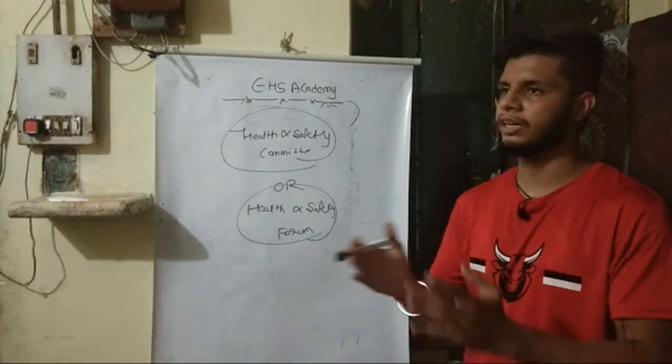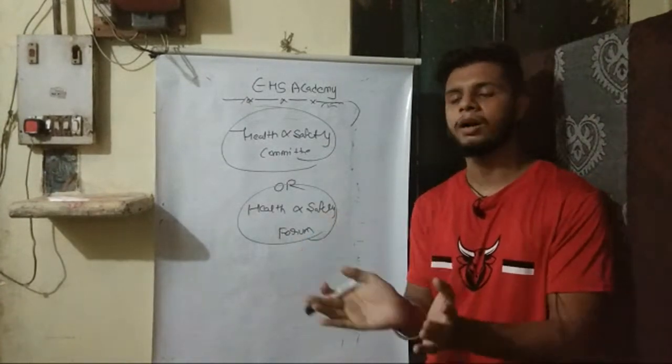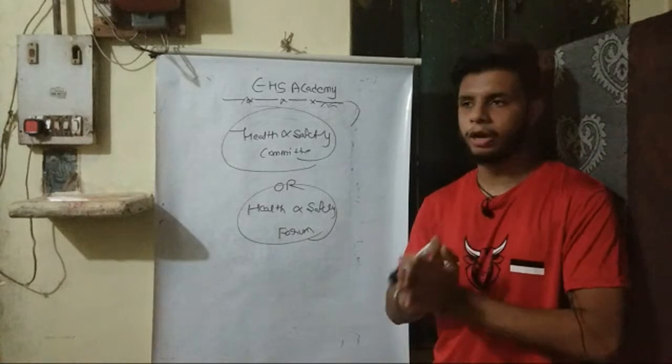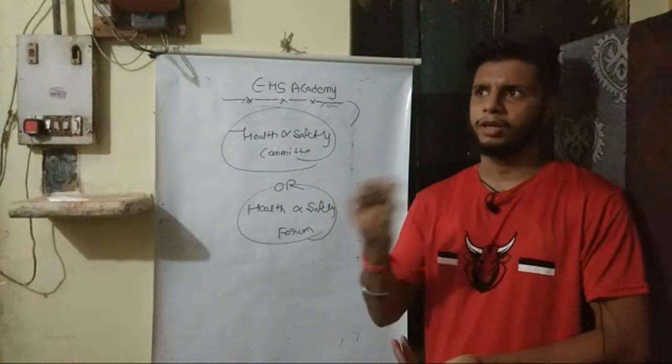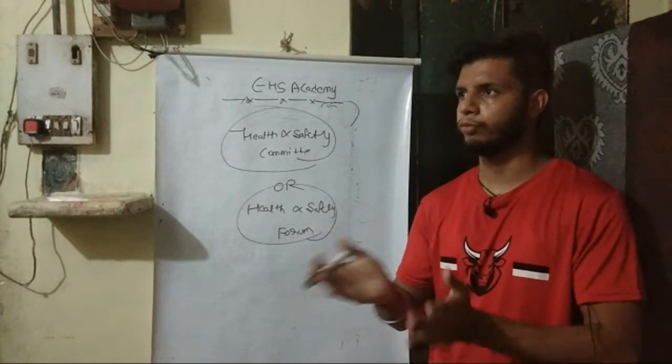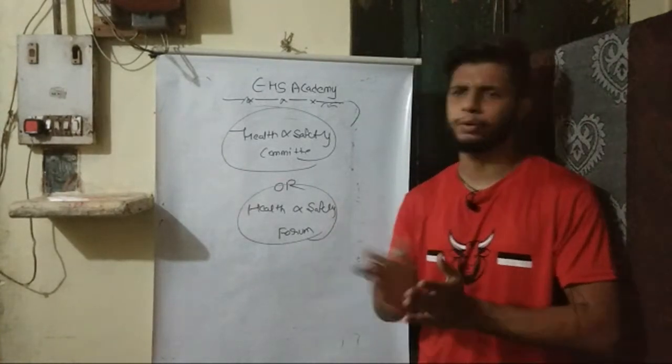It will be a committee, you can say a group of people within an organization. But for that committee there are various requirements. Inside the Factories Act, I think when your organization has 250 plus people, at that time you need to form a health and safety committee.